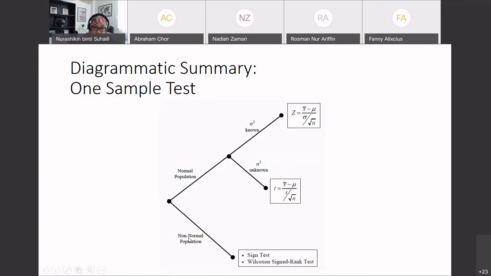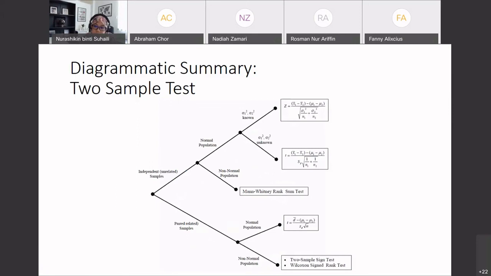So under a non-normal population, this one is under a non-parametric situation. We will apply the sign test and the Wilcoxon signed rank test. Normal population is for the parametric, and is divided into when the variance is known and when the variance is unknown. Okay, this is the Z test, T test. Don't worry about this. We will cover this in detail later. This is just to give you an overview about what we will cover in the following LUs.